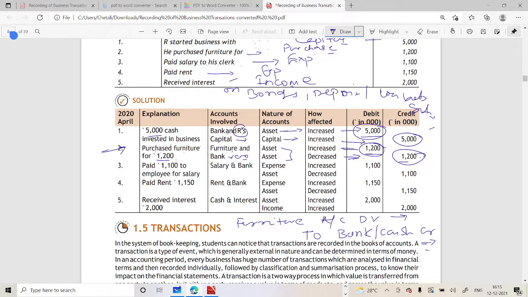Let's go next: paid 1100 to the employee for salary. Salary and bank, these are two accounts. Salary is an expense, and the cash we paid to the employees is an asset. So cash decreases, credit. The formula is: debit what comes in, credit what goes out, correct? Cash is going out of the business, so credit is mentioned there. And then salary expense increases, it's a debit balance. Paid rent: rent and bank, expense increases, asset decreases.